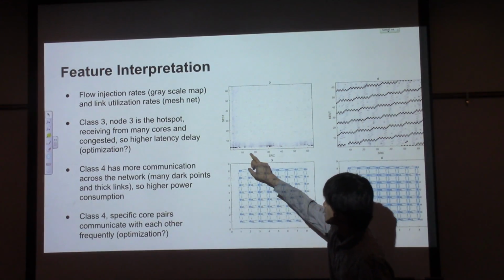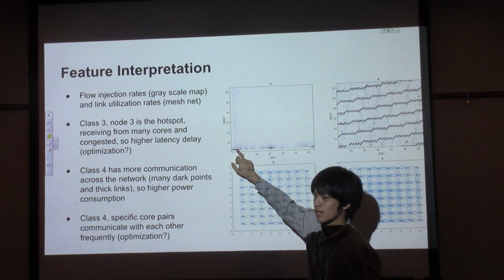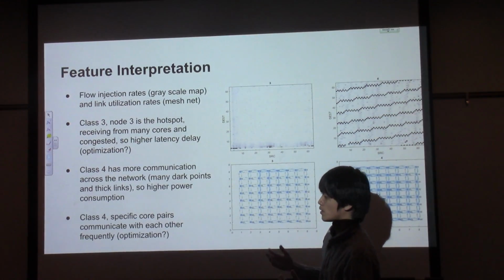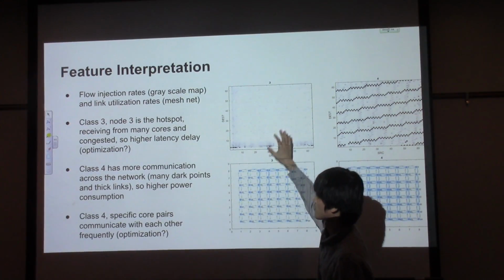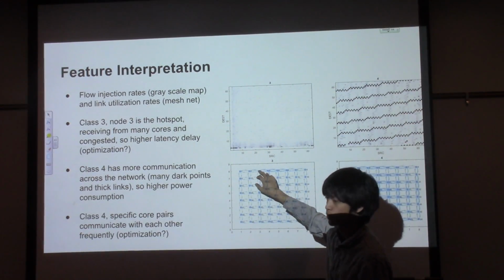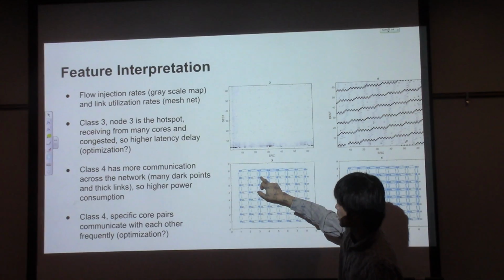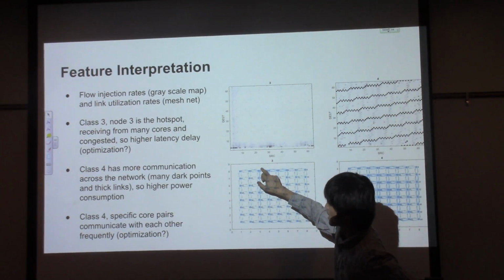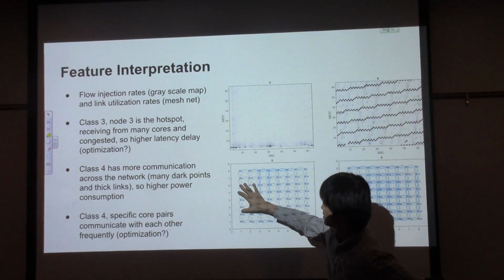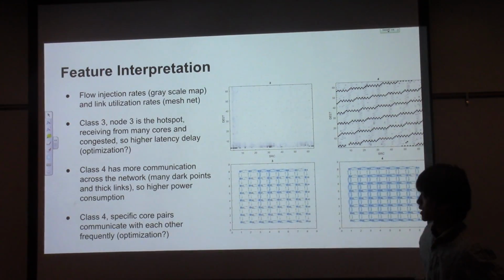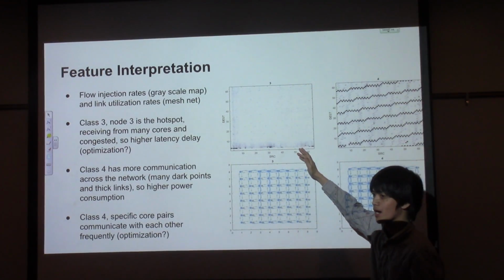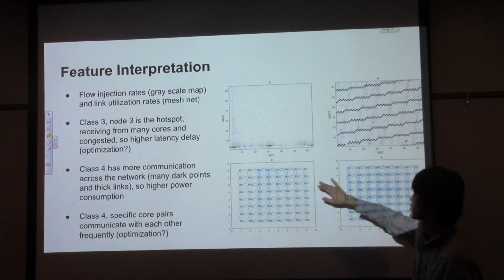For class 3, node 3 here is very dark. It means node 3 is receiving more packets from all the other cores. So all the packets are trying to go into node 3. It is also mapped here: all the links surrounding node 3 are wider than the other links, which means node 3 can create a very high latency because everyone is trying to get in there.